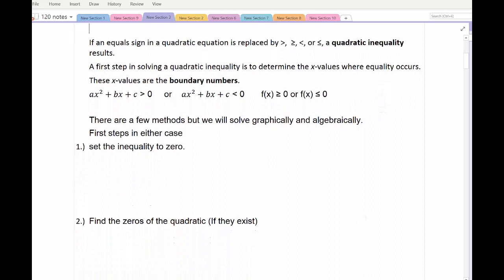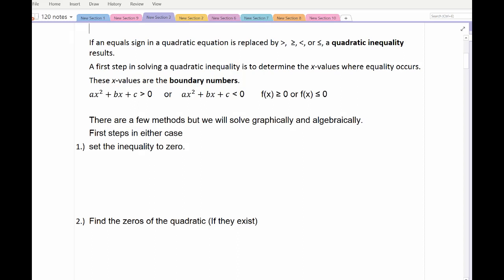Now, the first step is when we set up an inequality, always again, just like when we solve a quadratic, the first step is to set it equal to 0. Same thing's going to happen with the inequality. We're always going to put it to 0. So it's either going to be greater than 0, less than 0, or greater than or equal to 0, less than or equal to 0.